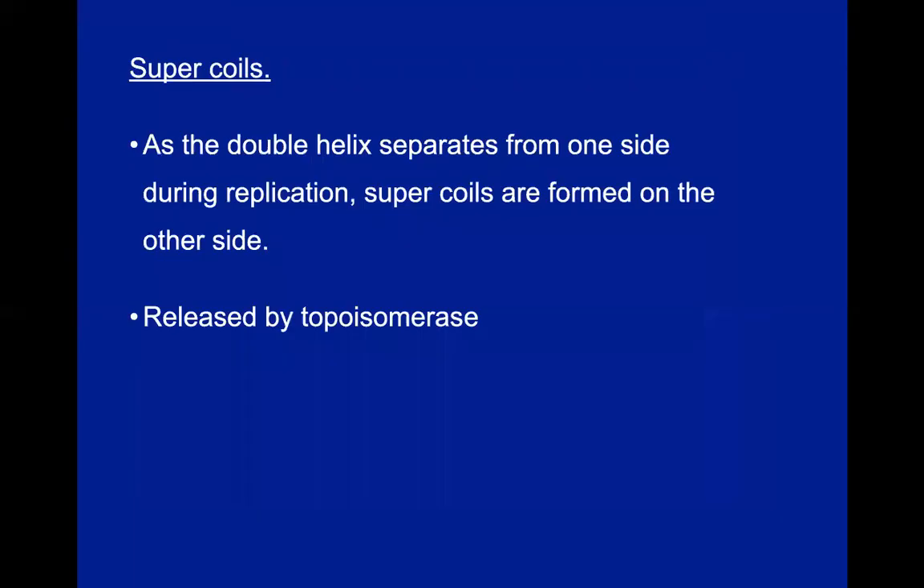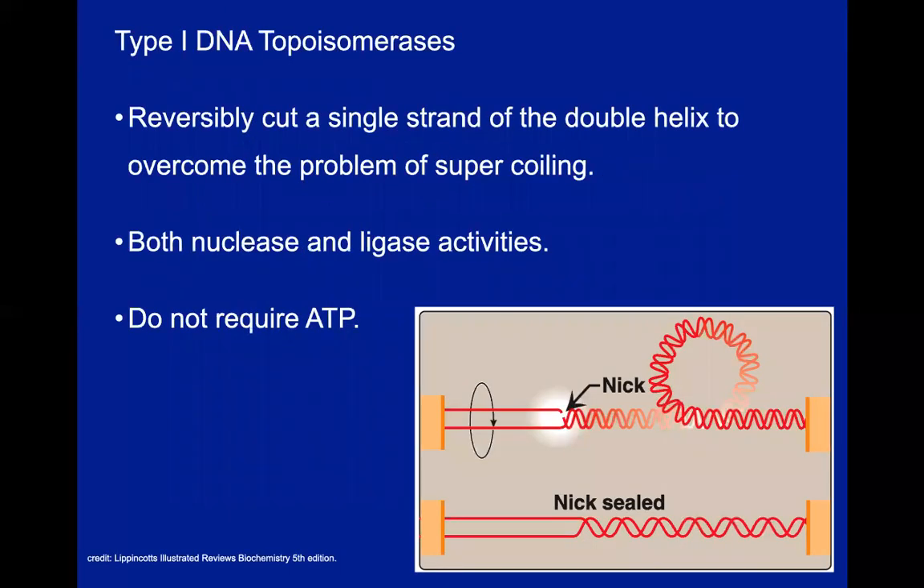Now this is relieved by topoisomerase enzymes. So as the double helix separates from one side during replication, supercoils are formed on the other side. That is released by topoisomerase. And in topoisomerase, you have two types, type 1 and type 2.